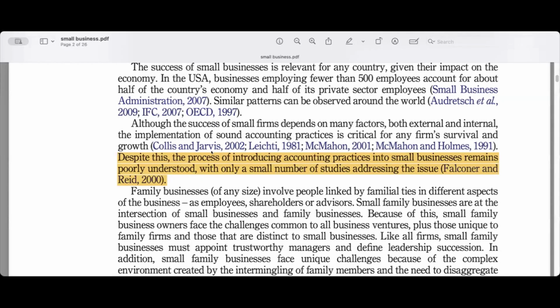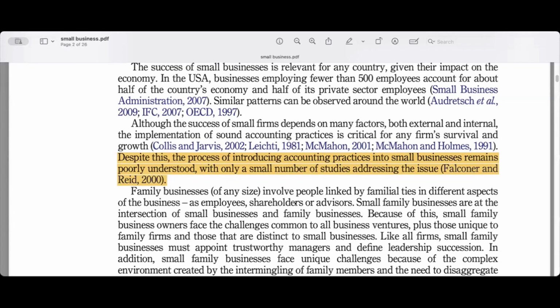Now, he says that despite this, the process of introducing accounting practice to small business remains poorly understood. When something is poorly understood, what does it mean? It means that there is a gap. There's not much knowledge about it because only a small number of businesses are addressing the issue. It brings the reference to it. Now, what he's trying to point out here is that small businesses matter.